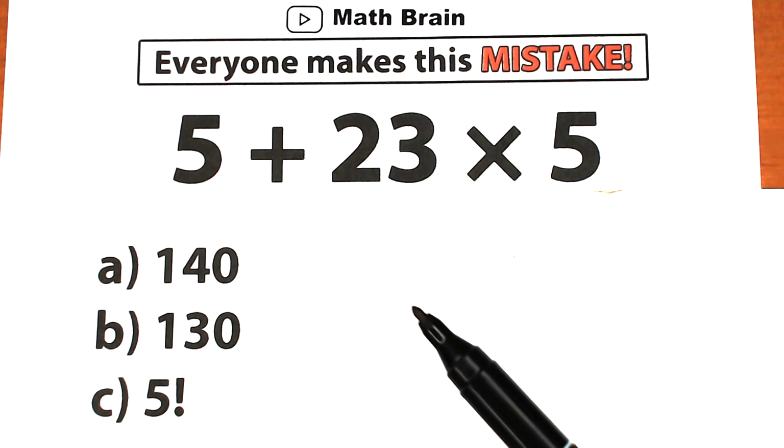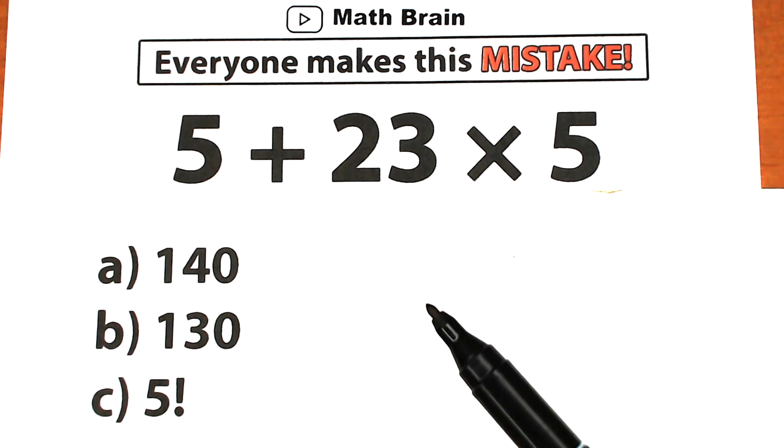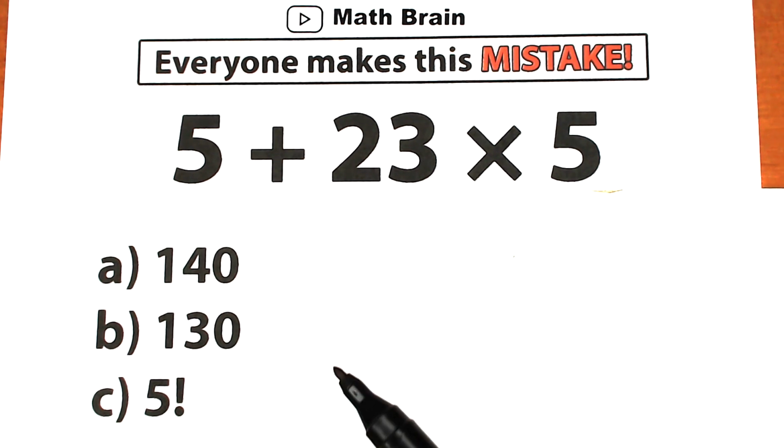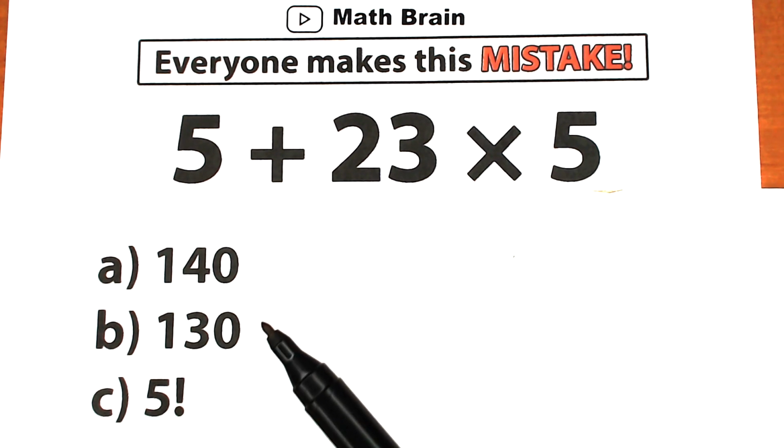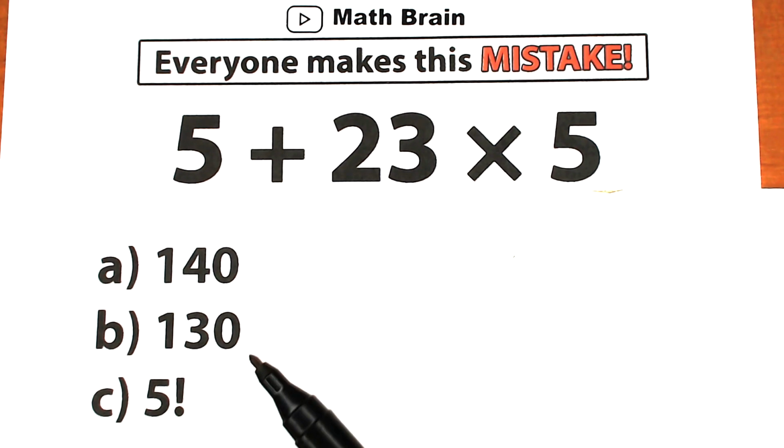So right now I want you to pause the video and try to solve it by yourself. Choose one option. What do you think? What is the correct answer to this challenge? Option A 140, option B 130, or option C 5 factorial. What is your opinion on the correct answer? And at the end of the video we will check our answers. It will be really interesting, I promise you.